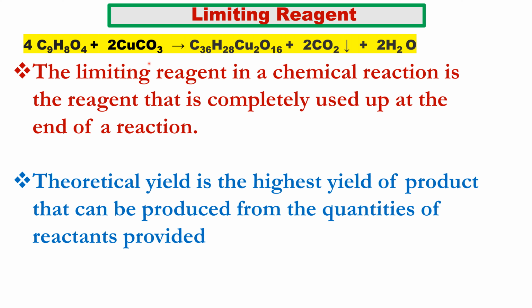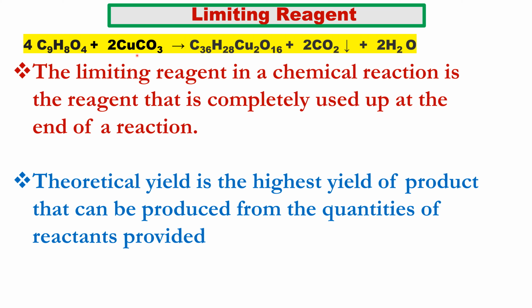When you calculate the number of moles for acetylsalicylic acid, it will be more than the number of moles for copper-2 carbonate. So the reactant that is not in excess is called the limiting reagent. So in this reaction, copper-2 carbonate is the limiting reagent. The limiting reagent determines the number of moles of product produced. So in this reaction, copper-2 carbonate, the limiting reagent, determines the number of moles of copper-2 asprinate produced.